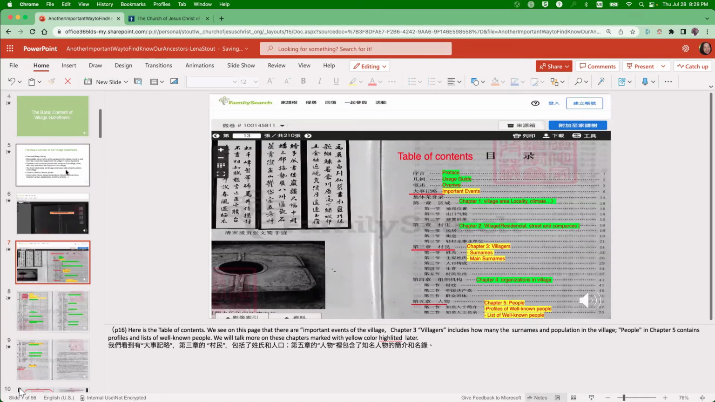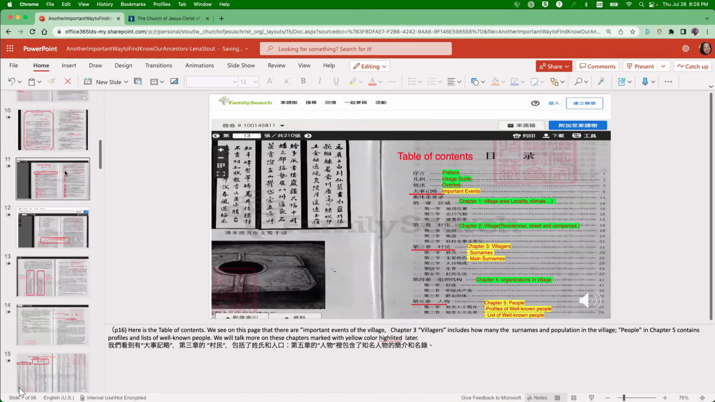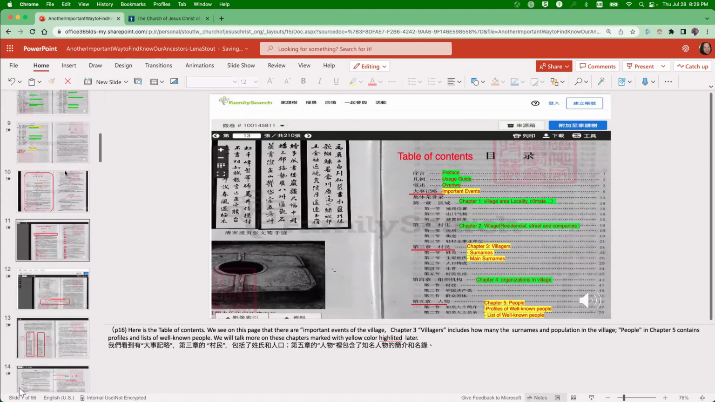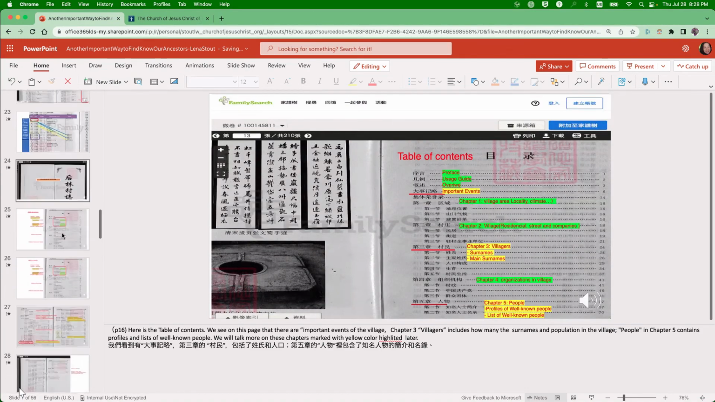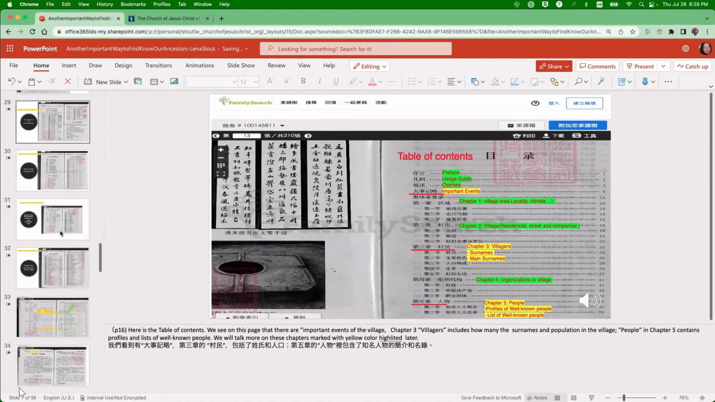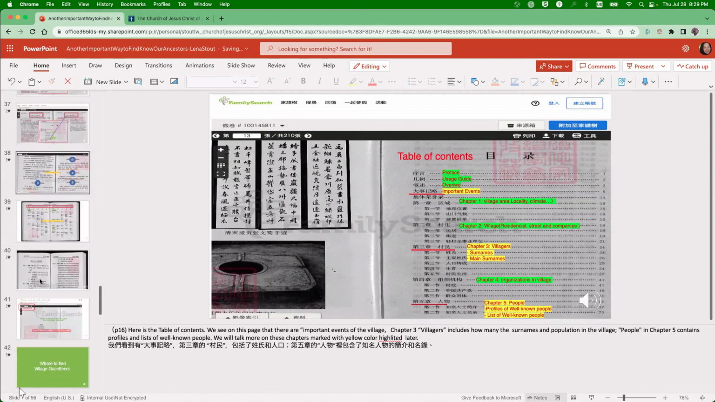Well, this one is the first one. This is the first one, 2-1. And the second one, I didn't show you. Normally, a village gazetteer is not that thick. It's just one single book. Definitely not. There's no second one.